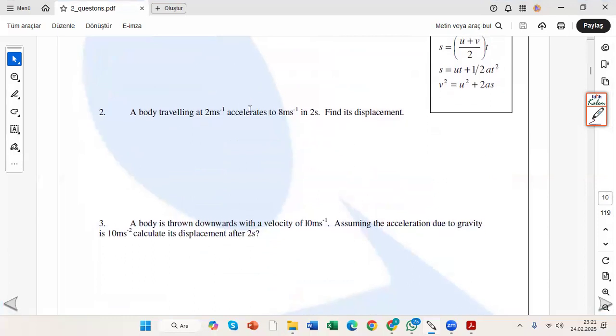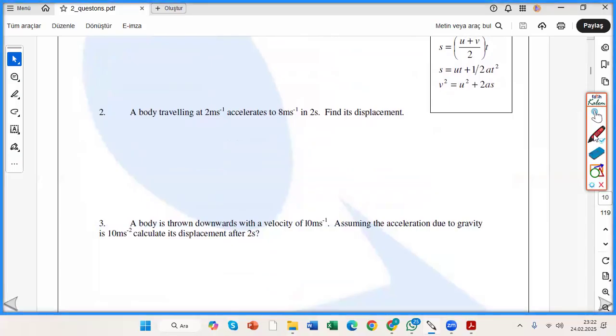A body traveling at 2 meters per second accelerates to 8 meters per second in 2 seconds. Find its displacement. So, yes, once again, we know that the initial velocity is 2 meters per second and the final velocity is 8 meters per second. And also we know the time is 2 seconds. Find its displacement. Okay, we are asked to find the displacement.